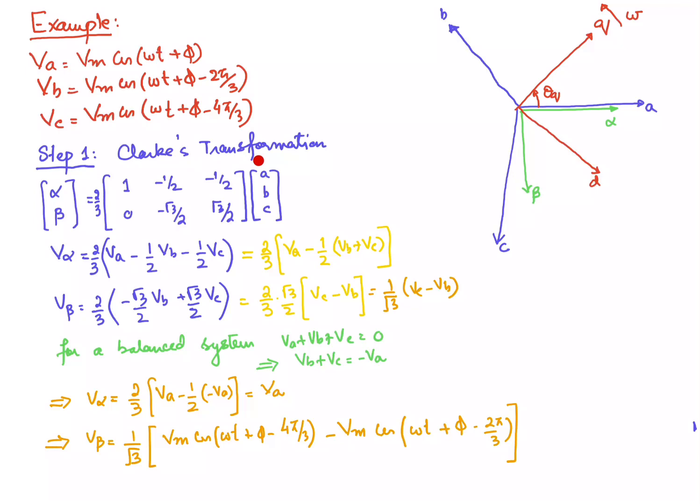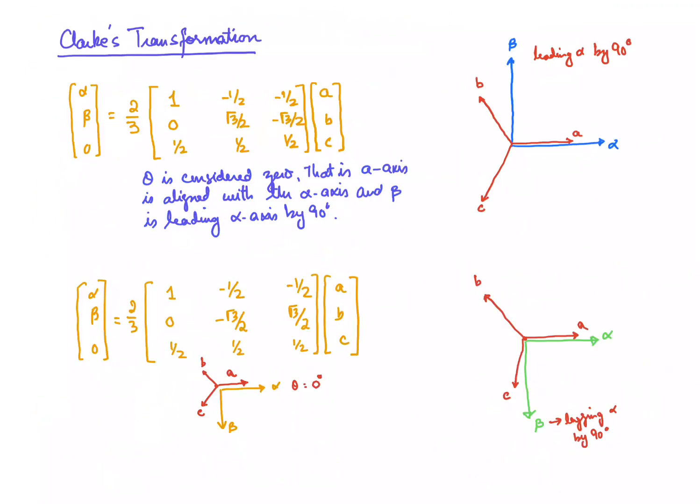If we apply that, we will have to use the corresponding equation. We have seen in the previous slide that if the beta is leading, we have this equation, and if the beta is lagging, we have this set of equations. So in this example, we are going to use this transformation matrix.